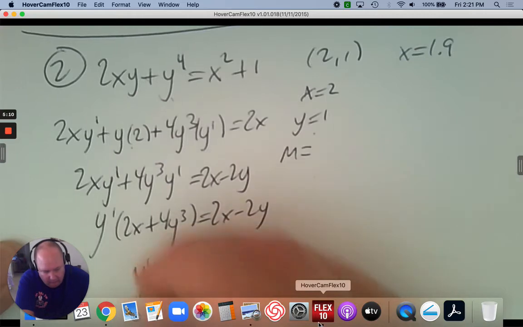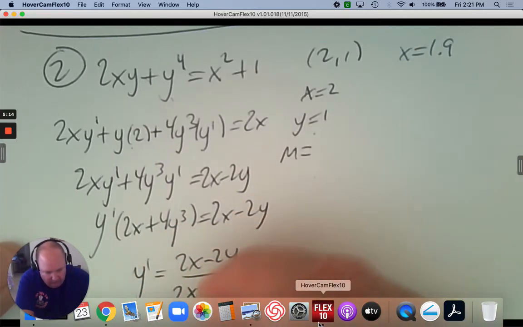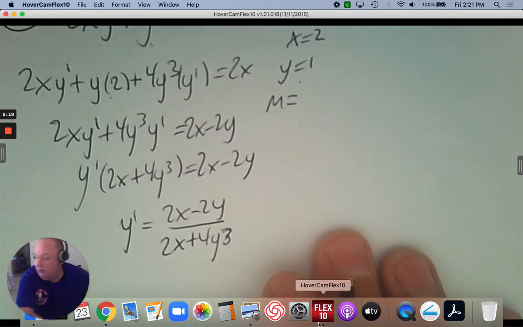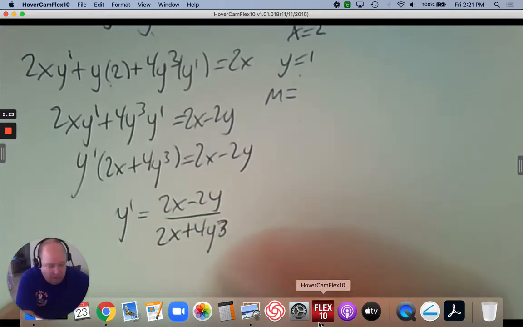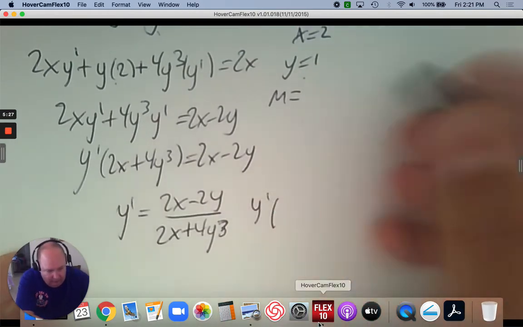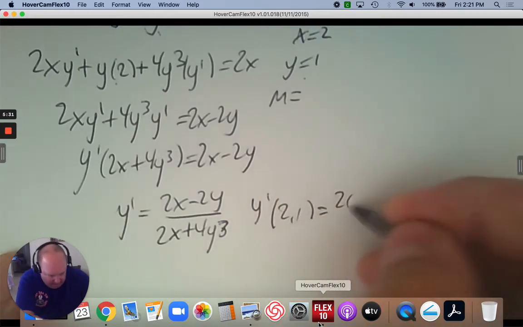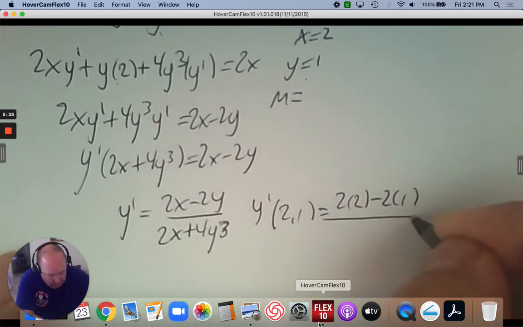So all that work to find the slope: 2x minus 2y over 2x plus 4y cubed, the denominator. So there is my derivative, doing it implicitly. Next, I need to find the derivative at the point (2, 1). So what that means is, wherever there's an x, plug in 2. Where there's a y, plug in 1.